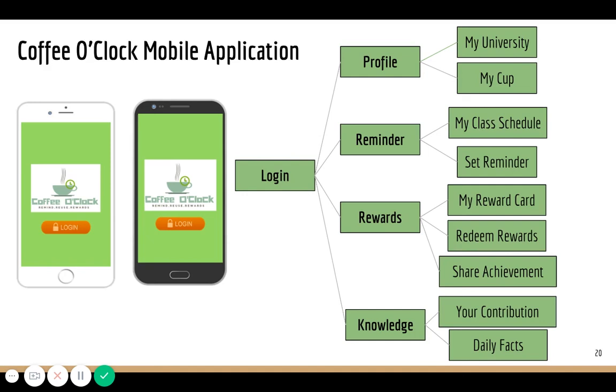Next, there will also be daily news and facts about the environment available for the users. This section aims to educate the users and help raise awareness of other environmental issues. This creative mockup sums up how the Coffee O'Clock mobile application will work.